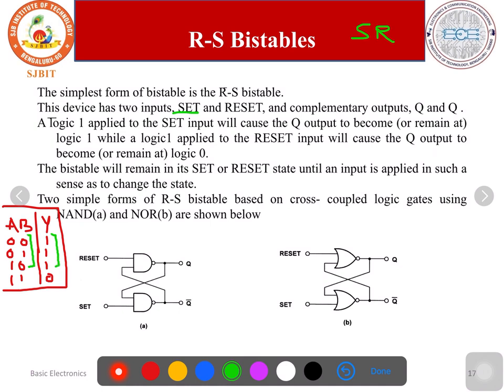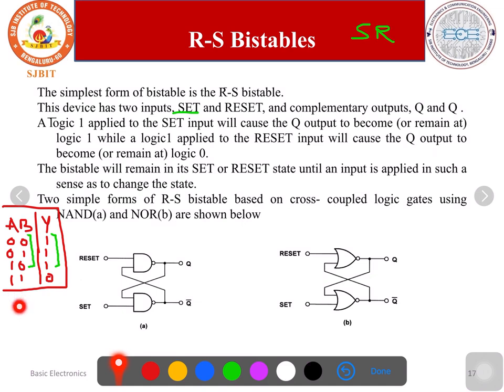Don't worry about the other input. If any one of the input is 0, the output becomes 1. The output is 0 only when both the inputs are high. So we will use this to analyze the RS bistable using the NAND gate. We will have the 4 combinations of the inputs.